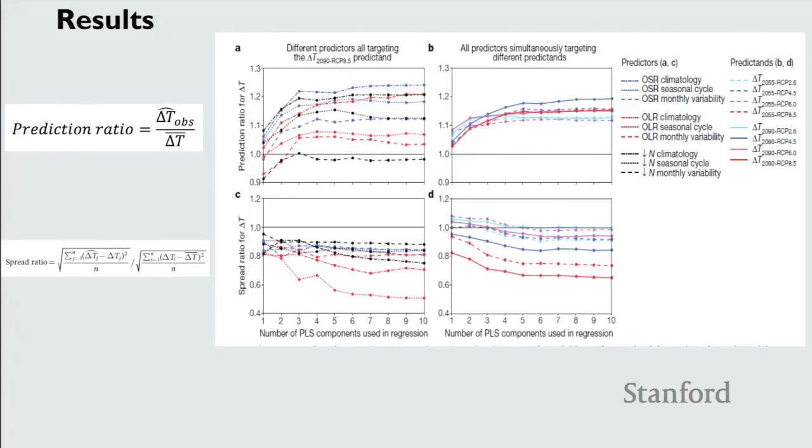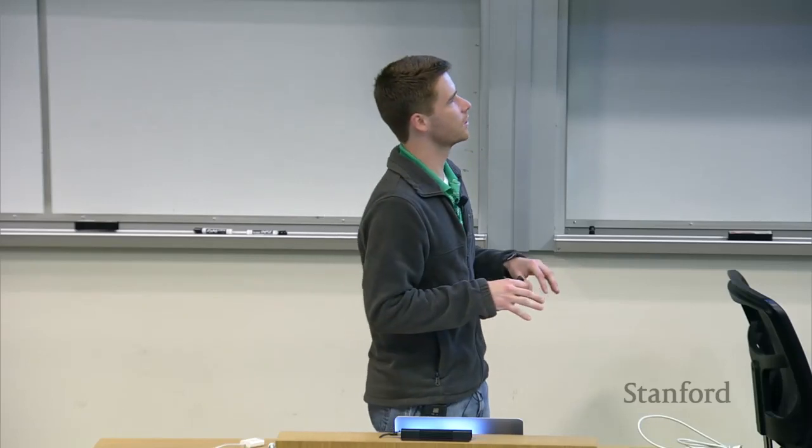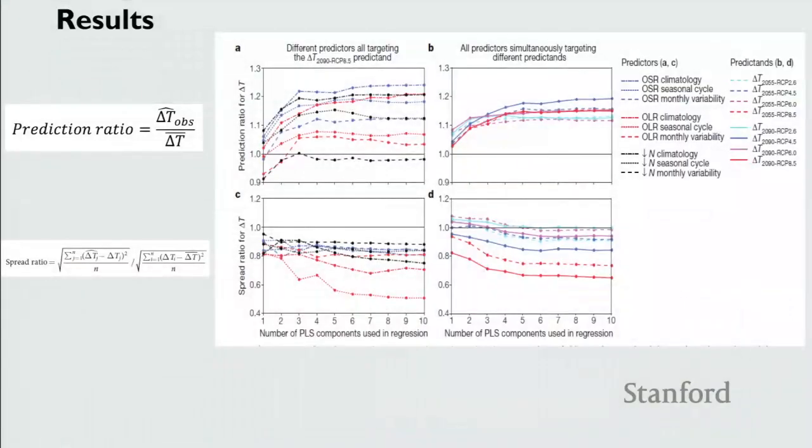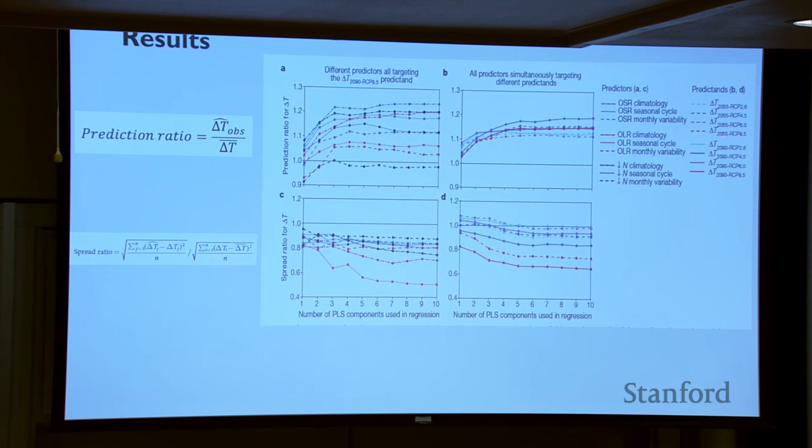And this is as a function of number of PLS components used. And I'm showing here a plot from the figure that was supposed to be convincing to reviewers, because we're showing you all of the information. But it's not great for a presentation like this. But what it's essentially showing is that no matter which predictor you use, or we also vary the predictands for different time periods and different scenarios, no matter how you switch that, and no matter how you decide how many PLS components to use, you tend to get spread ratios below one, meaning that you are actually increasing the skill of your prediction relative to just using the model mean.